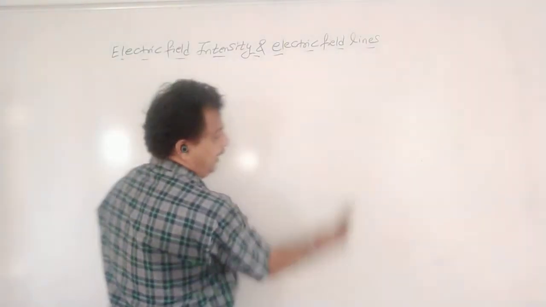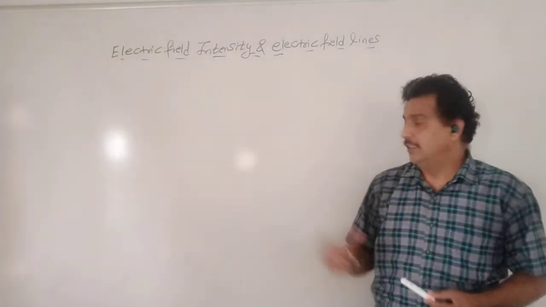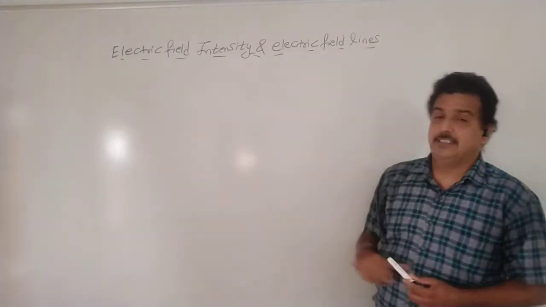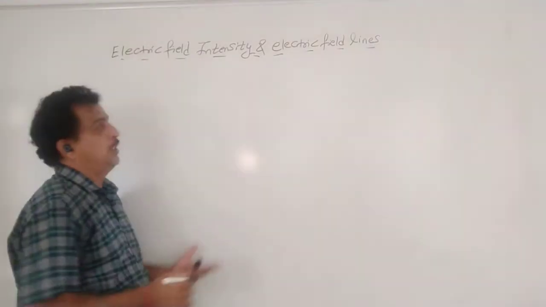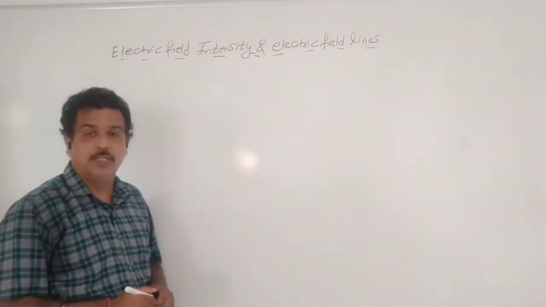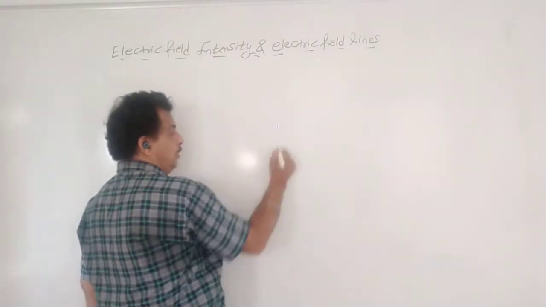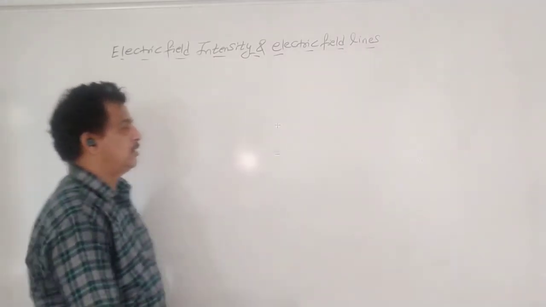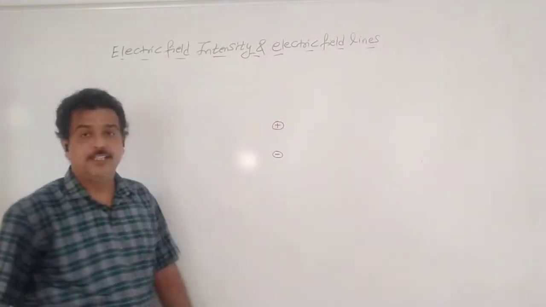Now these were the field lines which were taken as straight lines. The arrow was drawn as straight. Electric field lines can also be curved. Now in what situation do the electric field lines become curved? Let us consider a system of two charges, say one positive and one negative.